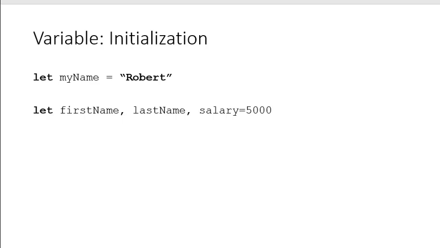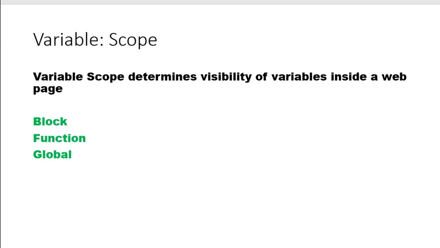You can also initialize the variables at the time of their declaration, but this is not necessary. You can initialize them anytime later. Equal to sign is used to assign a value to a variable. Variable scope determines the visibility of a variable inside a web page. A variable can be visible at block level, function level, or it can be visible globally. Global variables are accessible anywhere on a web page.